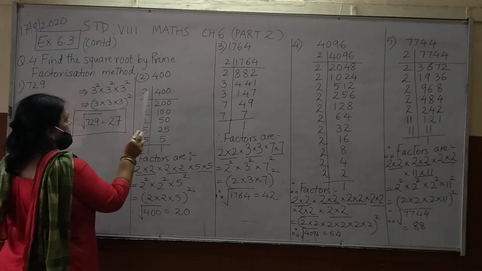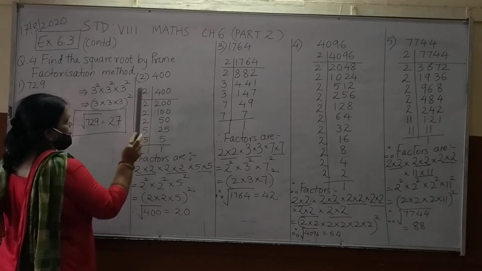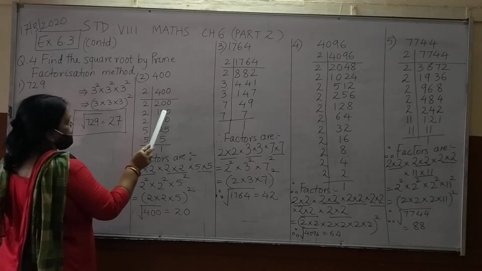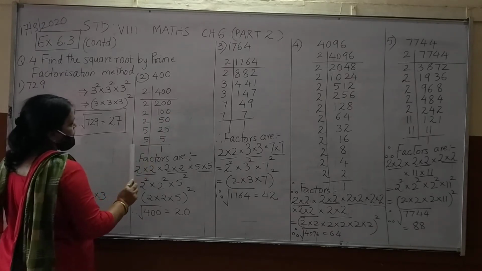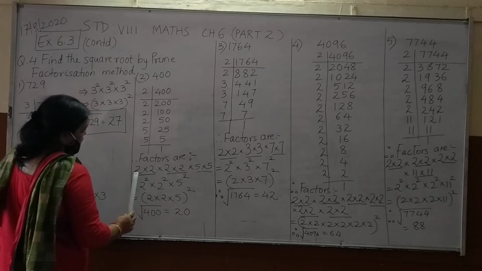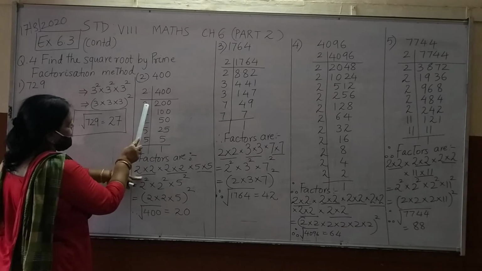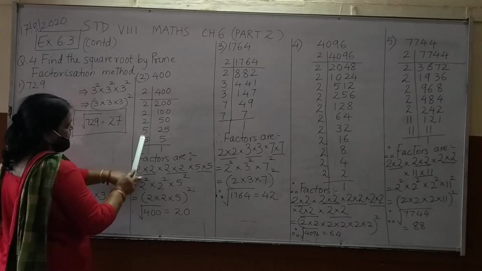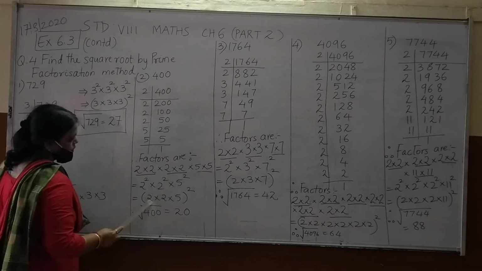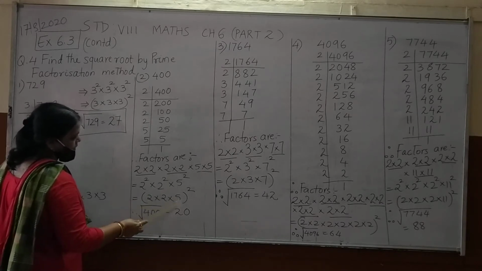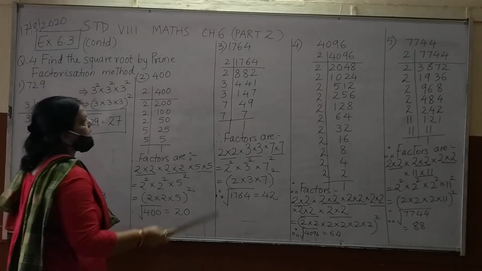400, very easy. We start with 2. 2 2s are 4, 0, 0. 2 1s are 2, 0, 0. 2 5s are 50, 0. And finally we get the factors. 2 into 2, 1 row. 2 into 2, can you see? 2 into 2, 2 into 2, 5 into 5. So we get 2 into 2 into 5. So 2 2s are 4, 4 5s are 20. So what is square root of 400? 20.